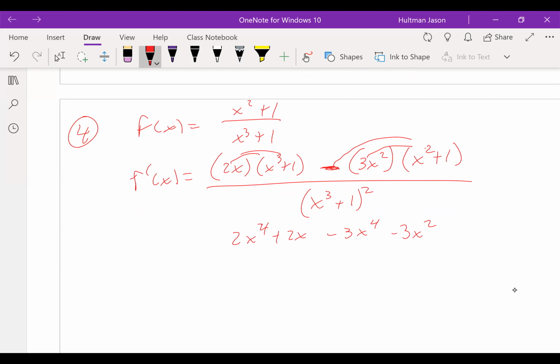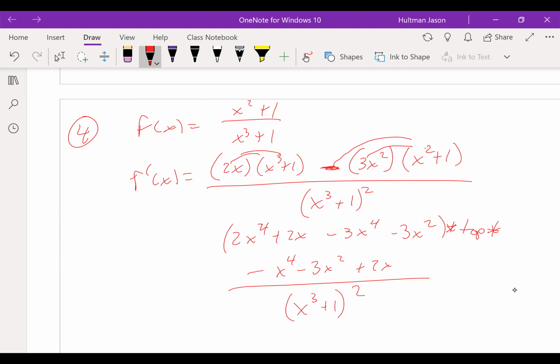So 2x to the fourth minus 3x to the fourth is negative x to the fourth minus 3x squared plus 2x. So that's what the top is going to be, all over the bottom, x cubed plus 1 squared. So this thing here is just the top. It's the numerator.